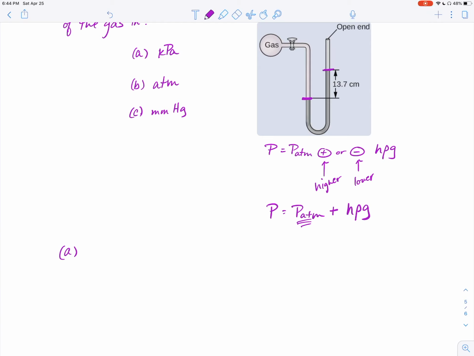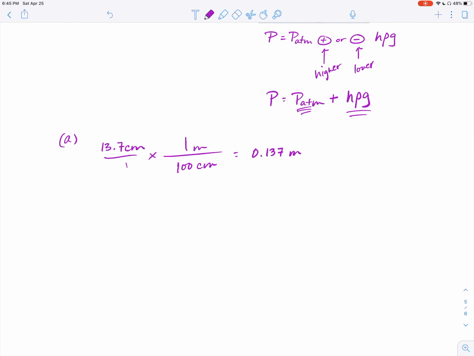A couple of things that we need to do is let's calculate this section first, the height times density times gravity. And for us to do that, the height that they're talking about is this value. So we need to take our 13.7 centimeters and convert that to meters. And we can use dimensional analysis to do that. For every 100 centimeters, that's equal to 1 meter, which gives us 0.137 meters. Now what we're going to do is plug that into our equation, and we'll add that to our pressure of atmosphere at that atmosphere.